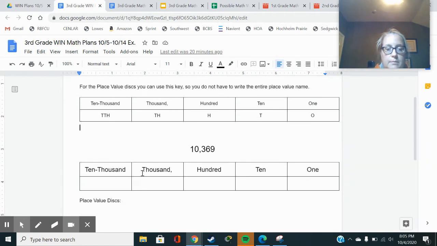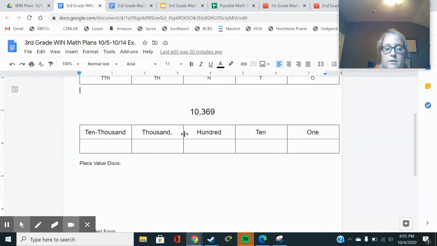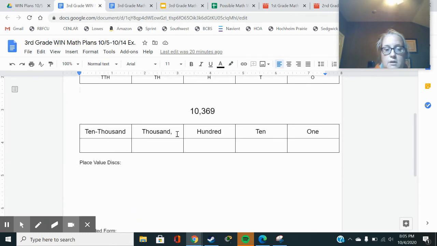So let's look at an example. So the first example is 10,369. So the first thing that it says I have to do is put this number in my place value chart. So I'm going to do that right now. So I'm going to say 10 thousands, there's a 1. My thousands place is a 0. My hundreds place, there's a 3. My tens place, there's a 6. My ones place, there's a 9. So I've used my number that was in standard form and I've put it into my place value chart.